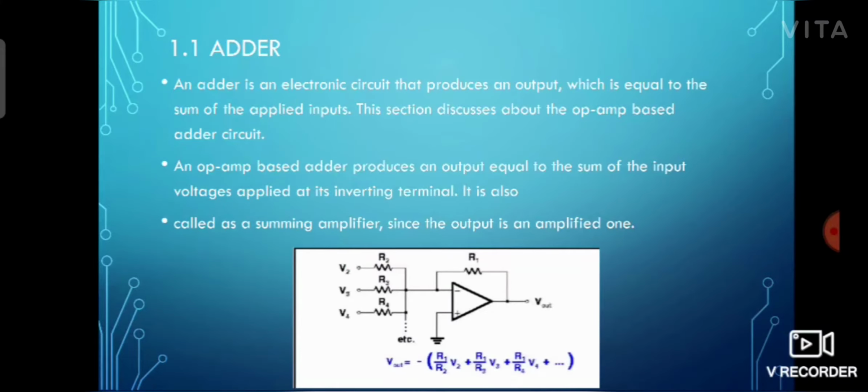First, an adder. An adder is an electronic circuit that produces an output which is equal to the sum of its applied input. In this section we are going to see about the op-amp based adder circuit. An op-amp based adder circuit produces an output equal to the sum of its input voltages applied at its inverting terminal. It is also called a summing amplifier since the output is an amplified one.